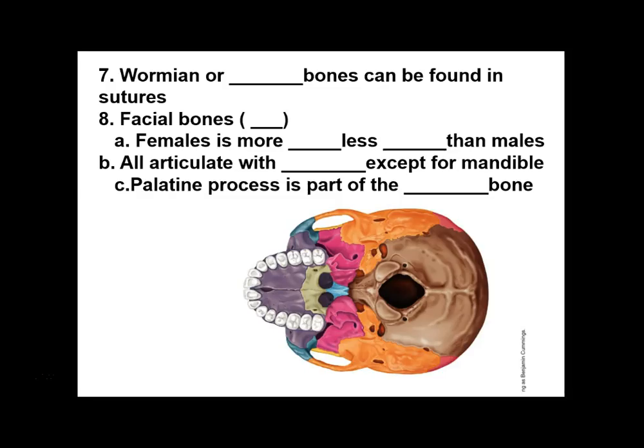Now, we said that people have 206 bones, but actually people sometimes have more bones. When those bones of the skull are forming and going together as sutures, sometimes little bones form in those spaces, and those are called wormian or sutural bones. So you might actually have 207, 208 bones.